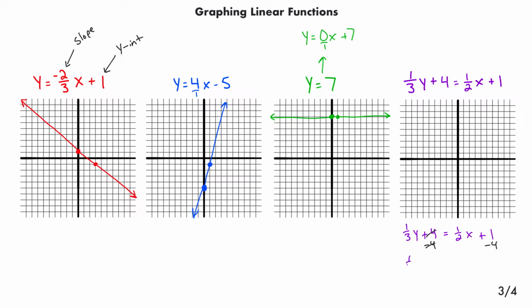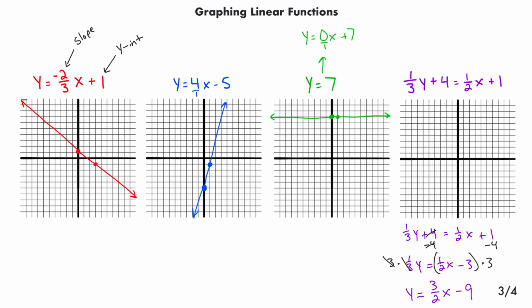That leaves me with 1/3 y is equal to 1/2 x minus 3. I now need to get the y by itself by getting rid of that 1/3. So I'm going to multiply the left side by 3, because they will eliminate. And I've got to multiply the entire right side by 3. Distribute the 3 to the 1/2 x and the negative 3. And you get the equation y equals 3 over 2 x minus 9. And now it's in a format that we can graph nicely.